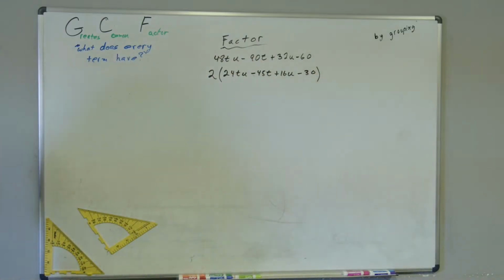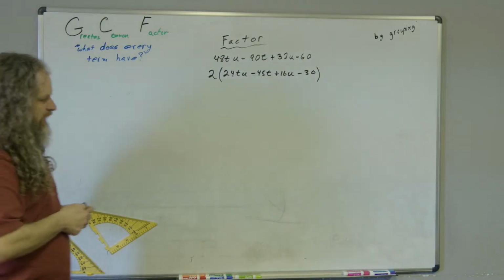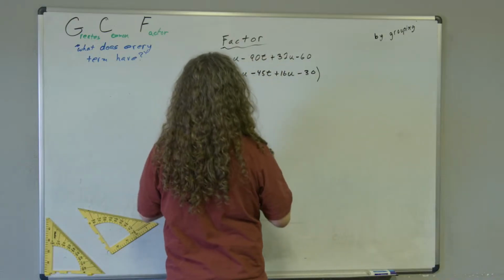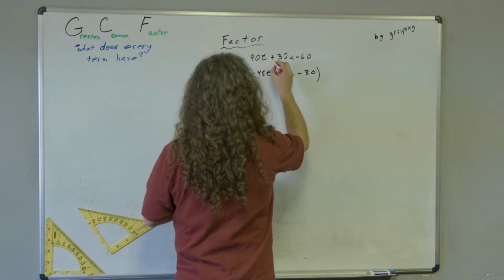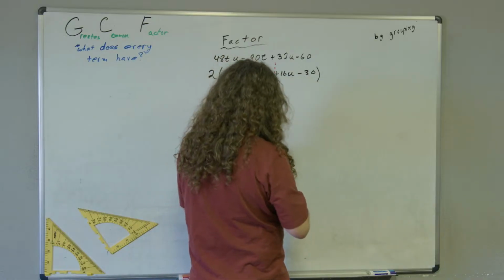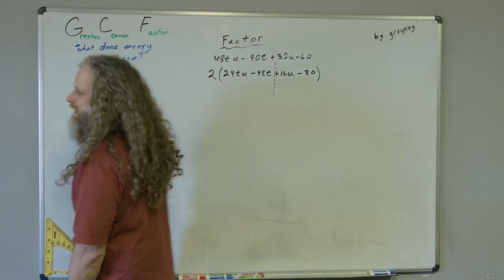Okay, now what? That's going to put it back. Definitely not distribute. That's going backwards. I think we should try grouping. I think that's a great idea. Okay. Now what?